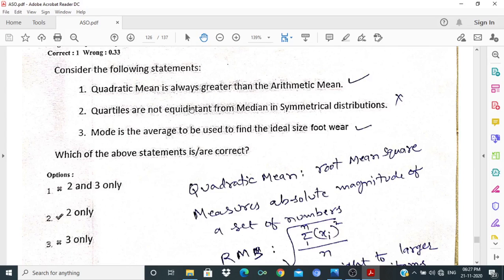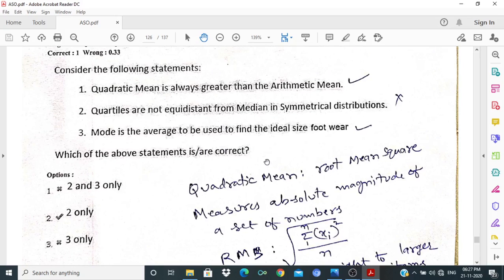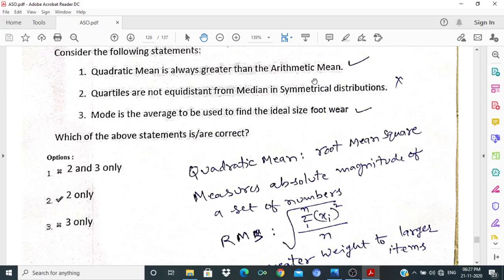Consider the following statement. Quadratic mean is always greater than the arithmetic mean. The quadratic mean is very much used by physics persons. Quadratic mean is root mean square. Root mean square is squaring every observation, dividing by n and taking the root. This is called quadratic mean. Quadratic mean is always greater than arithmetic mean. It is correct.